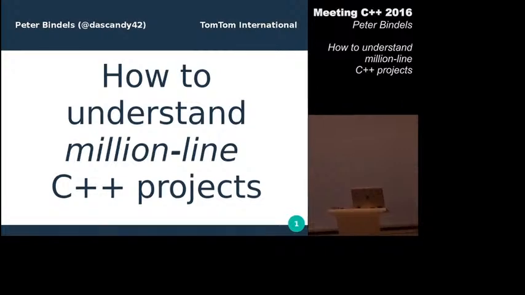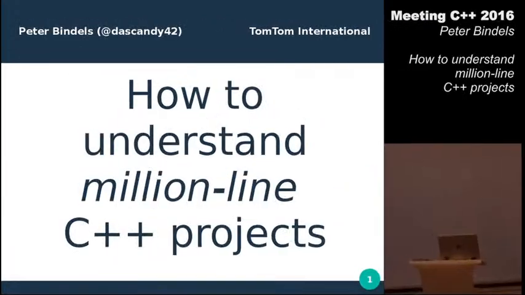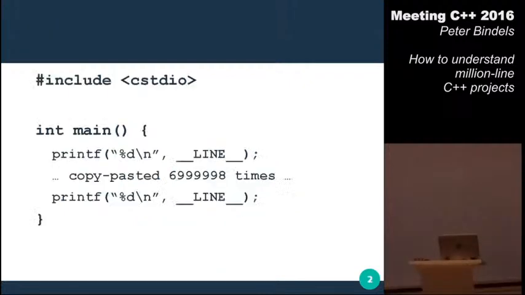The first question that comes to my mind, when I read "a million line project," is what does that actually mean? When is it a million line project? I can come up with a simple example. Is that the kind of project that we're talking about?